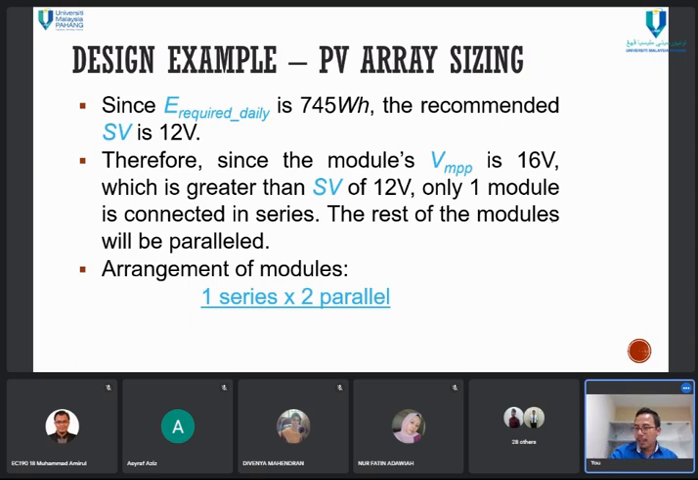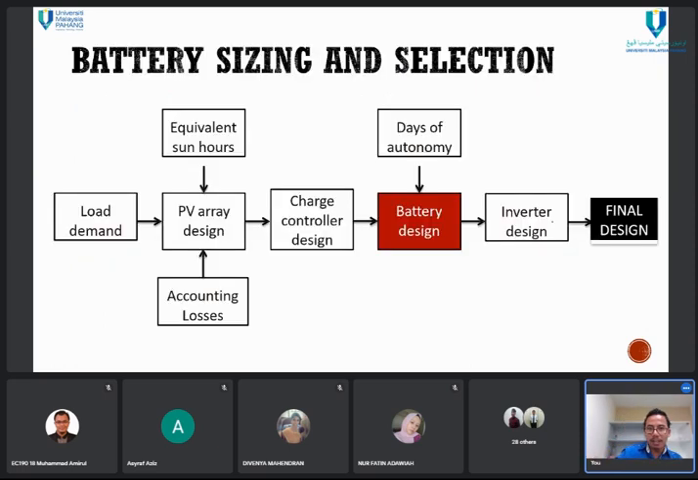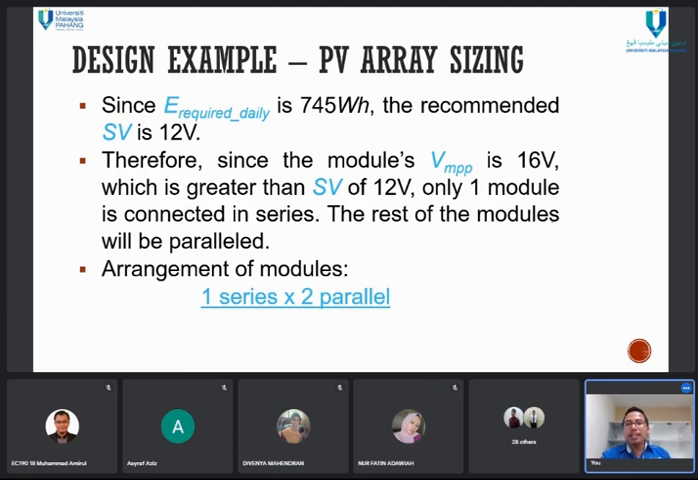Okay, this is the last part. This is an example: PV array sizing. Since our daily energy demand for our system is 745, we calculated 745 watt hour earlier. The recommended system voltage is 12 volt, because it is less than 1 kilowatt hour.